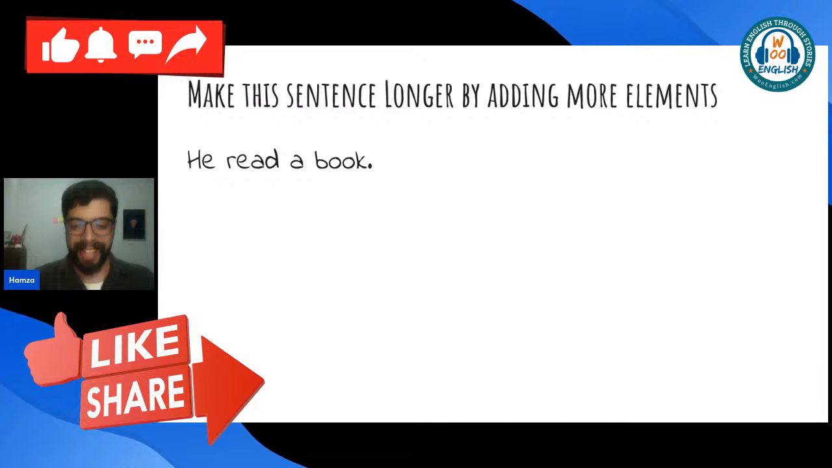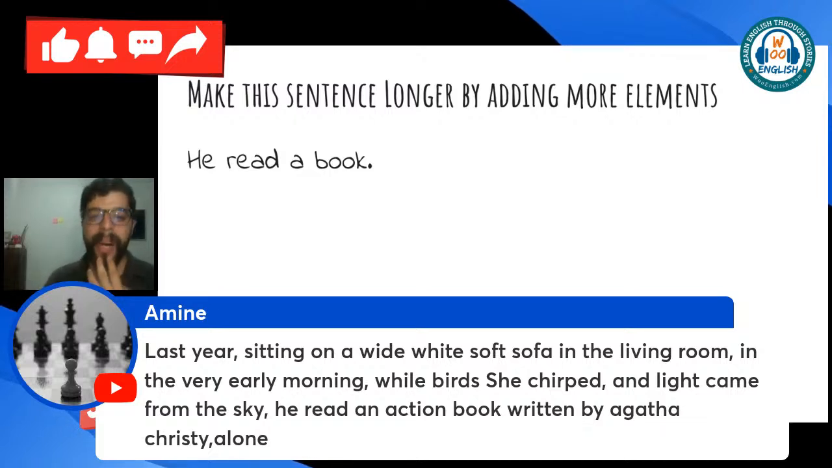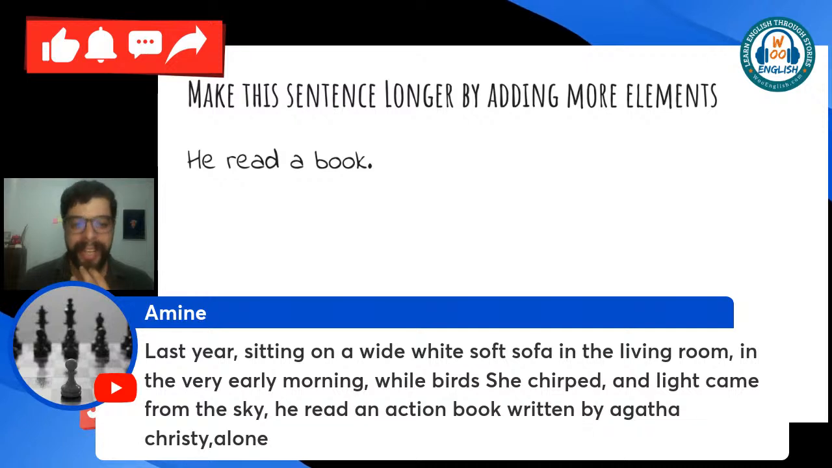Amin is the winning. Let me see Amin's answer. I'm just afraid of losing mine. All right. Last year, sitting on a wide white sofa in the living room in the very early morning while birds chirped, or were chirping, we can say were chirping, and light came from the sky, he read an action book written by Agatha Christie alone. I think you did well.